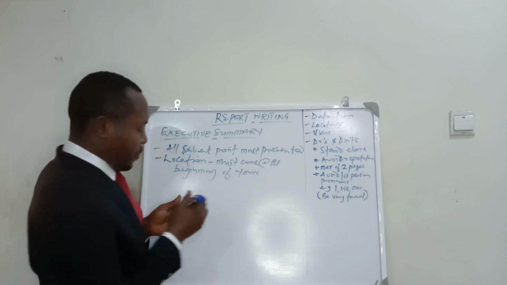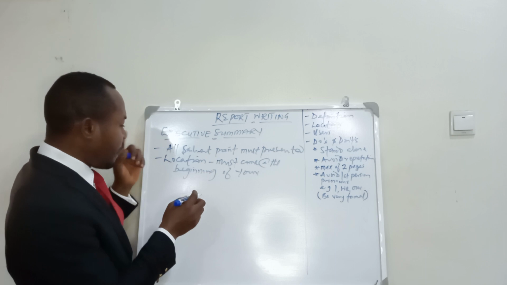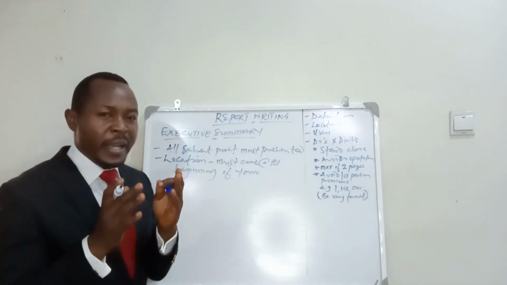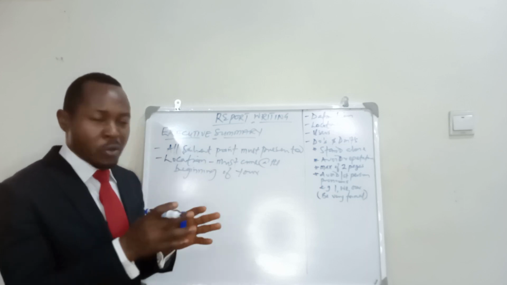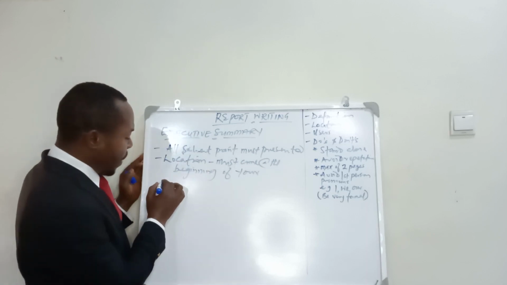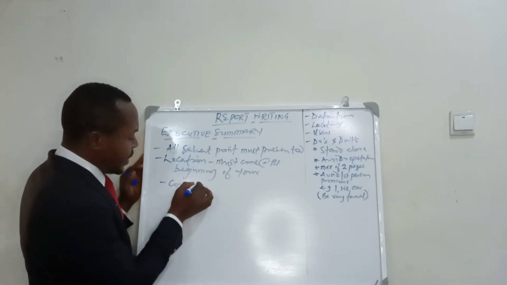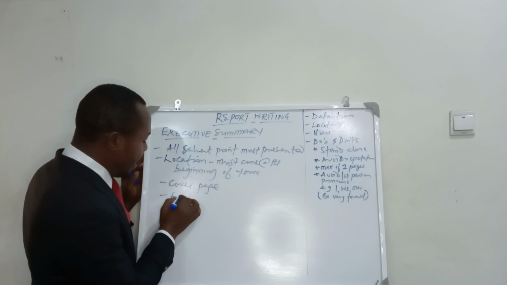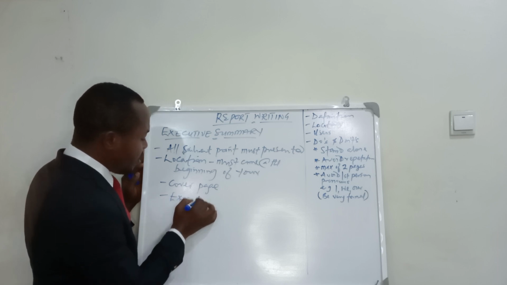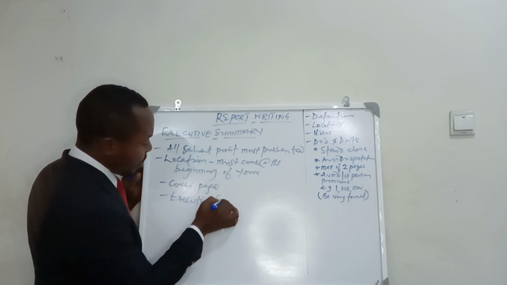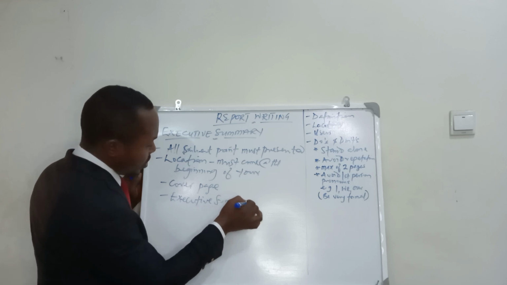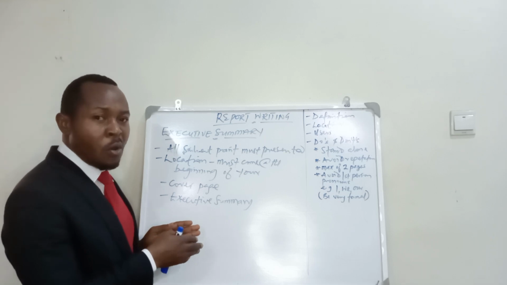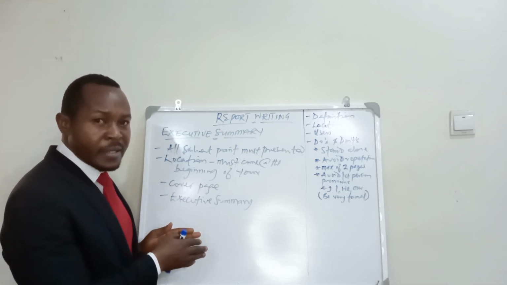I made mention of this in our earlier class that the first thing you will see in the report is your cover page. Is that clear? The first thing is cover page, after which comes the executive summary. That is, after your cover page, the next thing will be your executive summary. I hope this is clear.